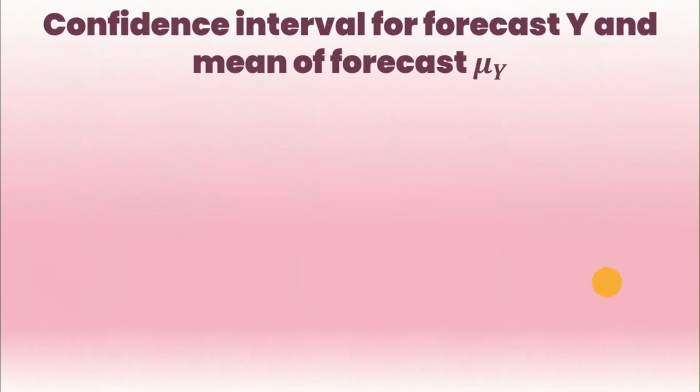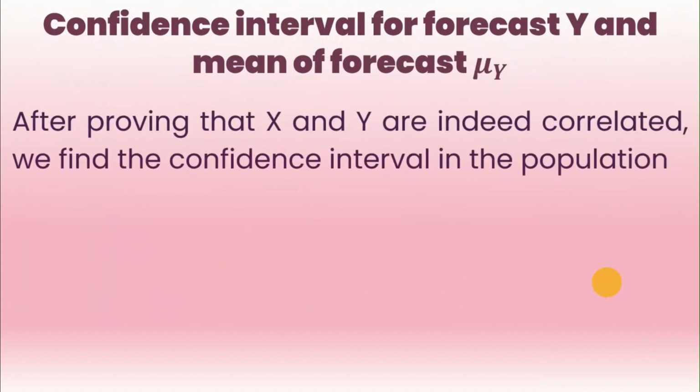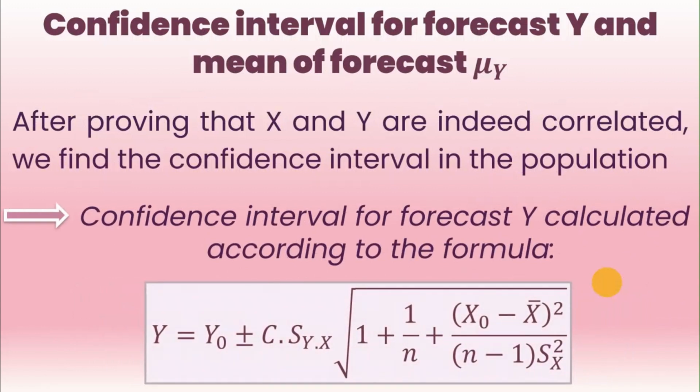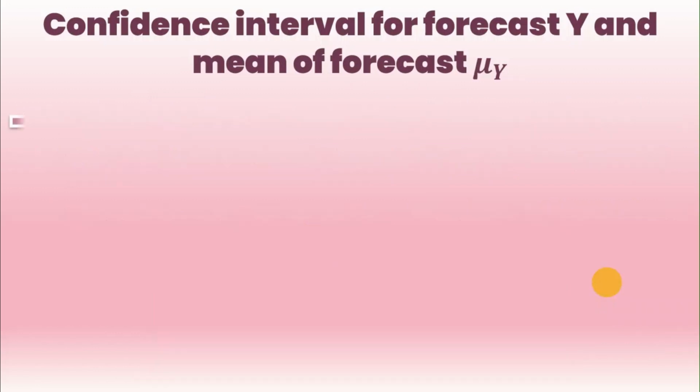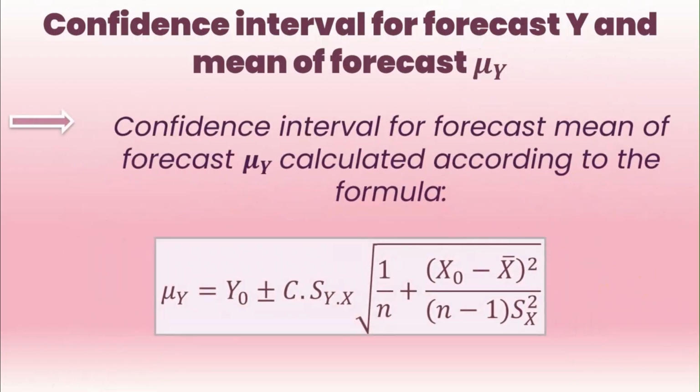And next is the confidence interval for Y and the mean of Y, mu y. After proving that X and Y are indeed correlated, we find the confidence interval in the population. The confidence interval for Y is calculated according to the formula. The confidence interval for the mean of Y, mu y, is calculated according to the formula.